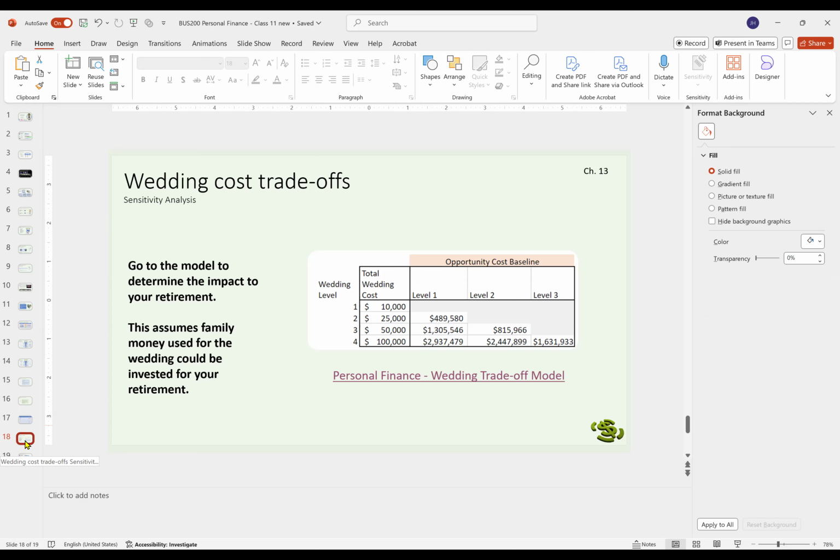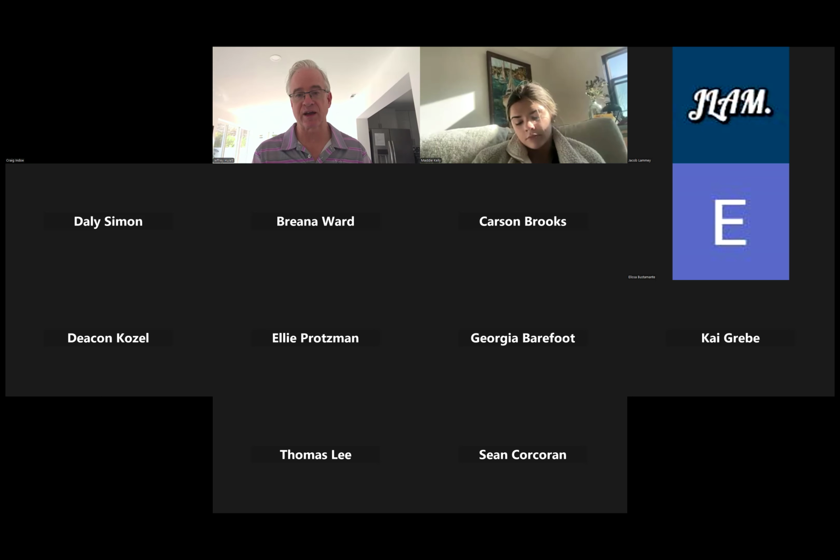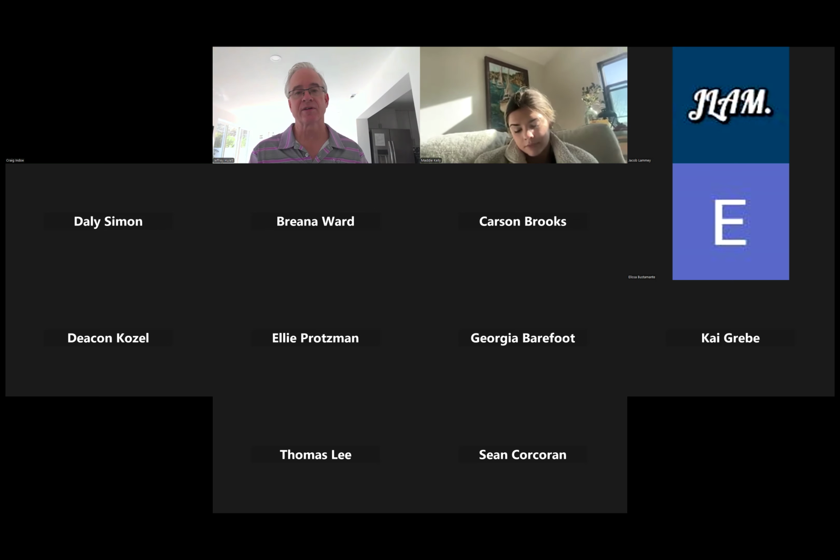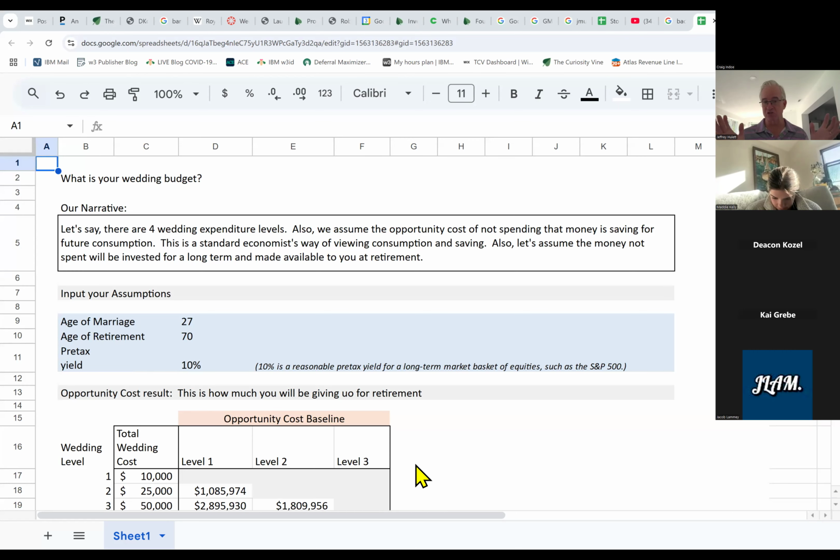So this model that we're going to talk about now really gets into the notion of a wedding being a personal finance decision. Okay. So I'm going to go ahead and pull up this model. You can certainly look at it yourself. I'm going to stop sharing and then reshare the actual model itself. So give me just one second. There it is. I'm getting good at this. Okay, so here's the model. It's a Google Sheet model, so I'll have it out for you in the PowerPoint. You can play with this.